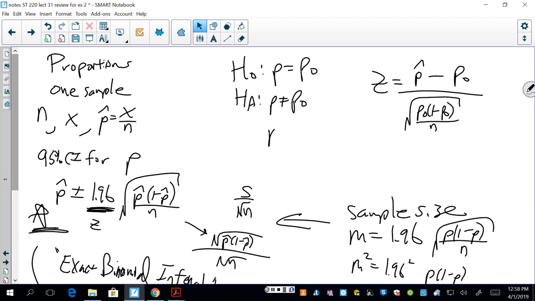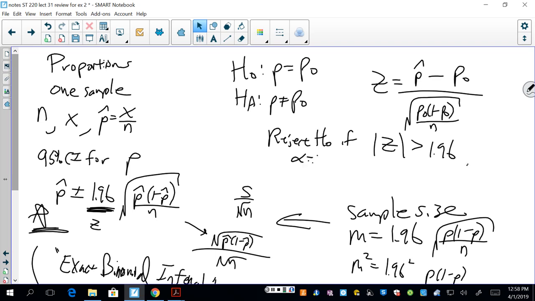And we're going to reject the null hypothesis if our z statistic is greater than 1.96 in absolute value. P0 is the sample proportion, right? P0 is going to be the hypothesized proportion. This p hat is the sample one. Okay. So that's one proportion, right?